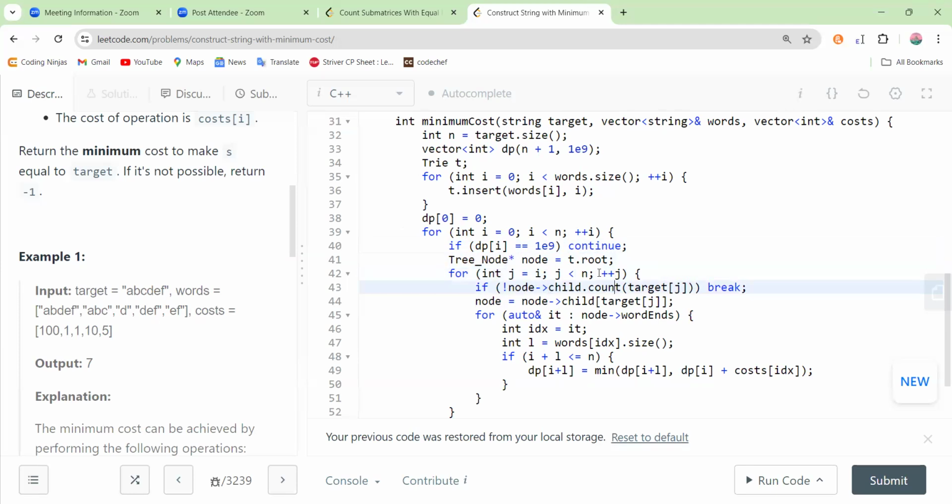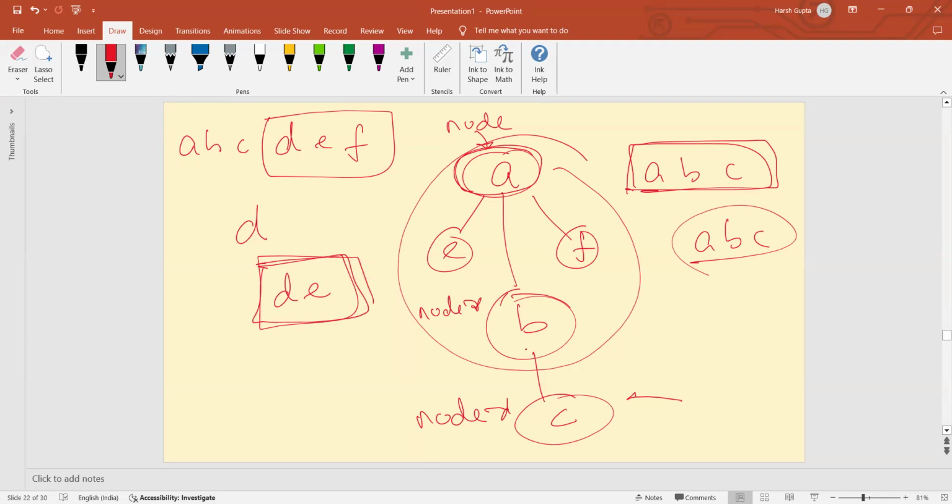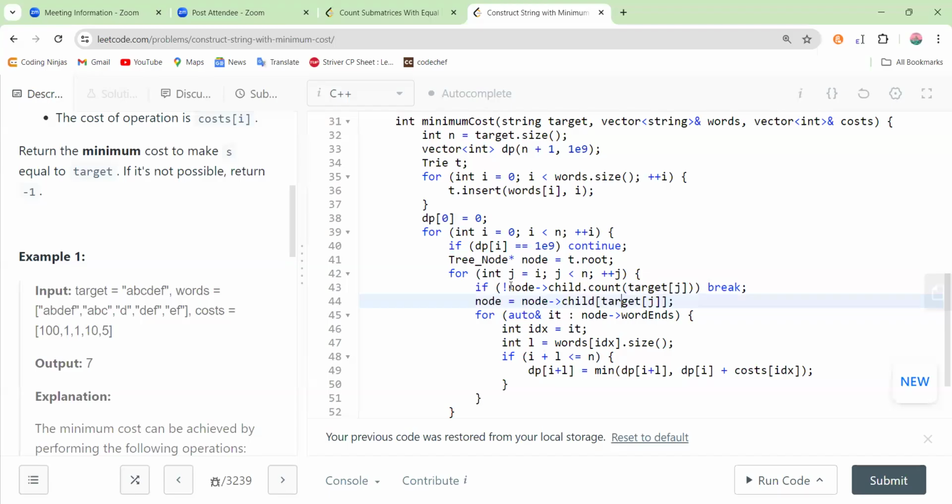If the node's child count of target of j is null, that is, you don't have the further character. Let's suppose you already have ABC, and now you are thinking of constructing DEF. You started with D, but you don't have DE in your trie inserted. You don't have any word called DE inserted in your trie. So you can't proceed further, right? In that case, you need to break. So if not node's child count of target of j, you need to simply break. If this is not the case, simply shift your node to that particular character.